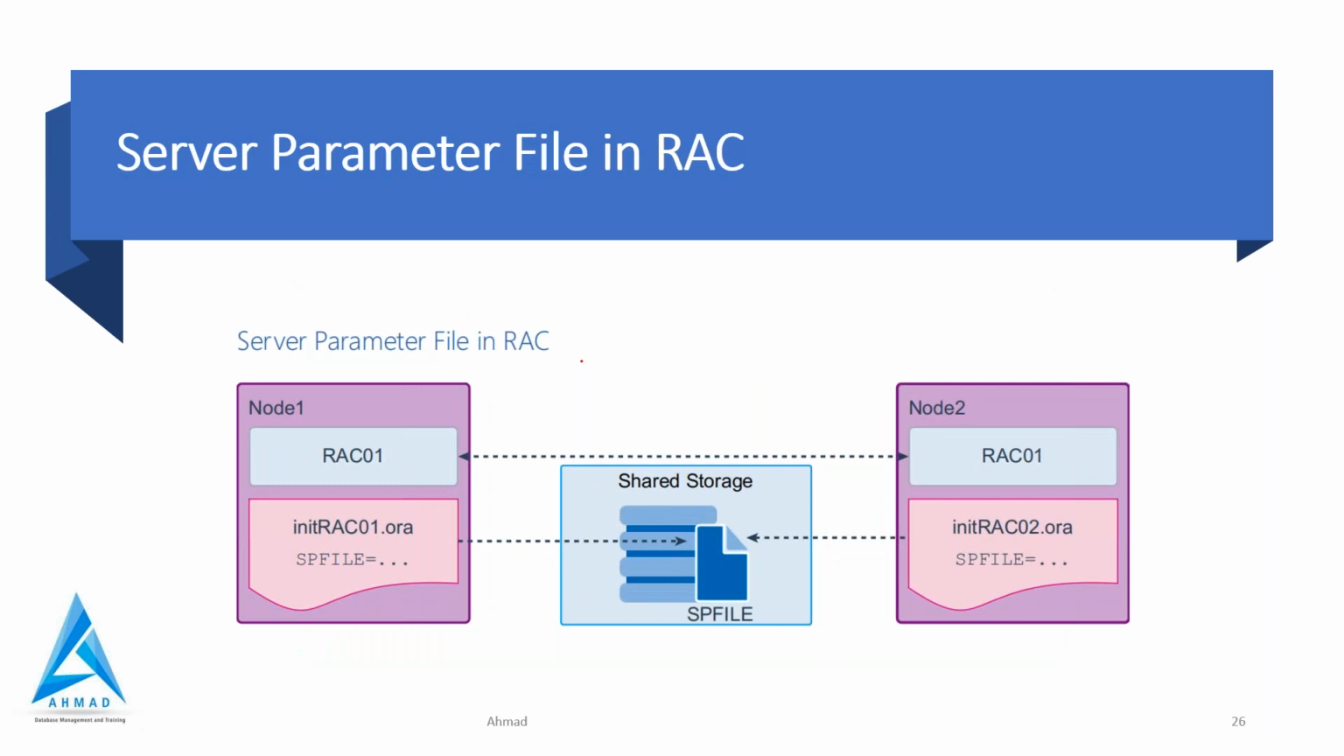Now, server parameter files, more information. If you see that init rac01.ora and init rac02.ora in shared storage, both are pointing to the same file. So what does it mean? When you create the database through DBCA, DBCA creates an SPFILE in the file location that you specify. This location can be an ASM disk group, a cluster file system, or a shared raw device.